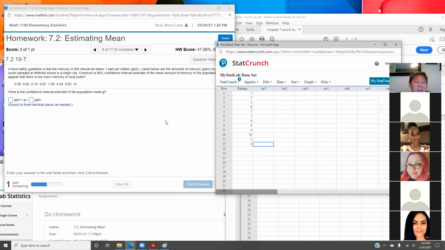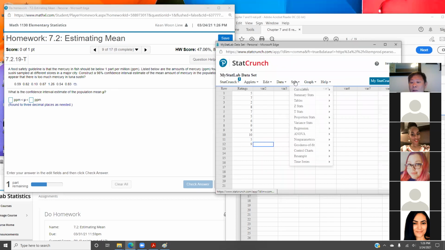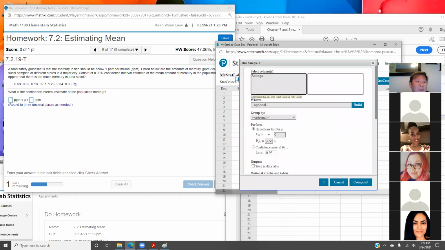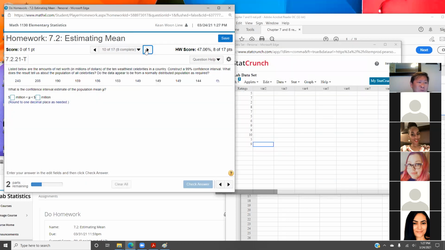The same thing happens in question 9. This is about sushi, the amount of mercury in your sushi. Again, you open StatCrunch and do the same thing. Go to Stat, go to T-stats, and then 1 sample with data. Over here will be the sushi data that you have, then you put in the confidence level and compute it. The majority of this is very straightforward.